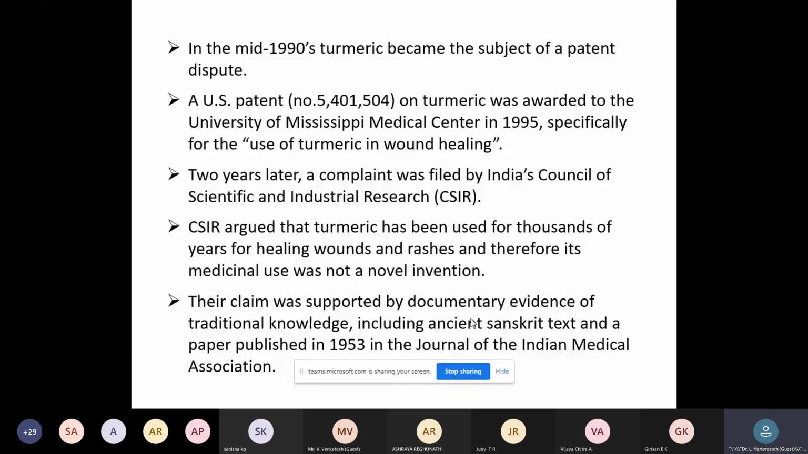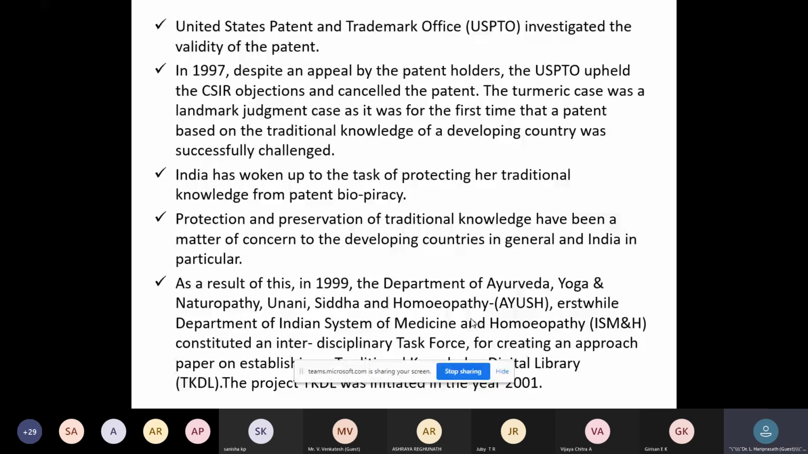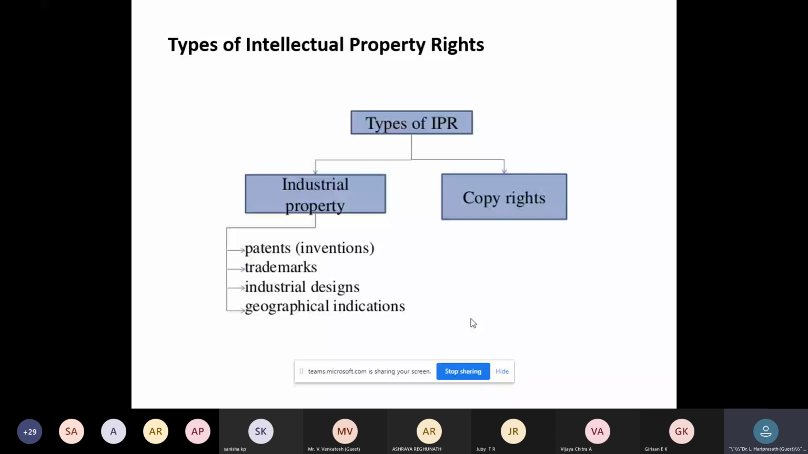So this is the story that I was talking about. And yes, we saw the types of IPR. In broad terms, we can classify them as industrial property and copyrights, which are almost different from each other. For industrial property, you need to go and file your invention, your logo, or your design, or register in the GI board, the Geographical Indicators board.